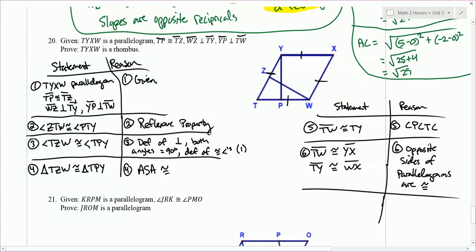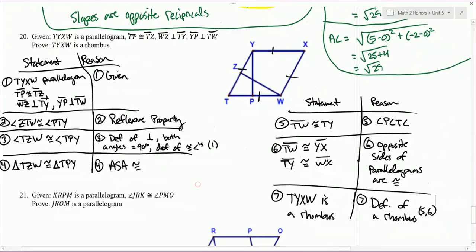So now we see all four sides are congruent, and so we're just going to end our statement here saying that TYXW is in fact a rhombus. And we're relying on the definition of a rhombus, and looking at 5 and 6 to help us get there. And for 5, we looked at 4 to help us get there.